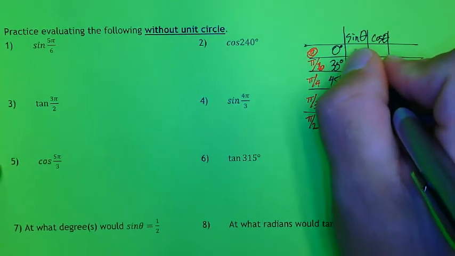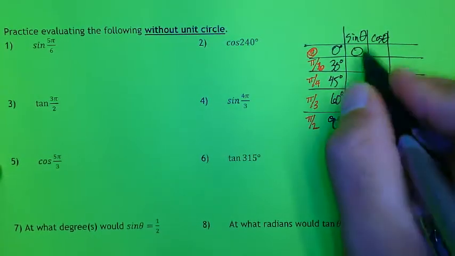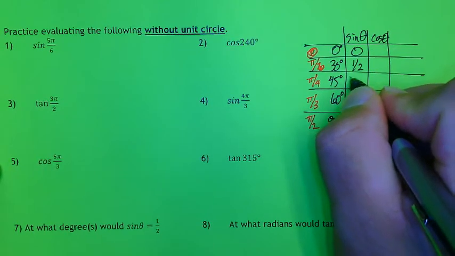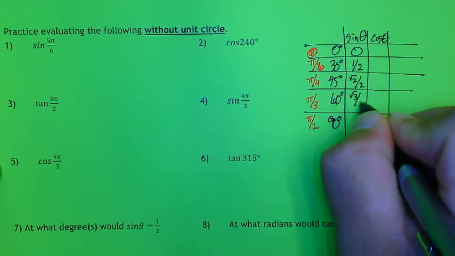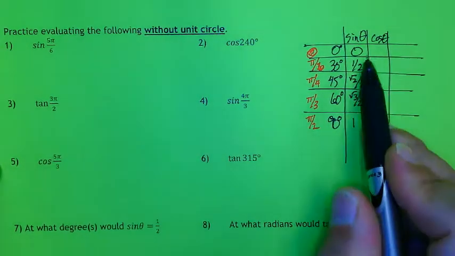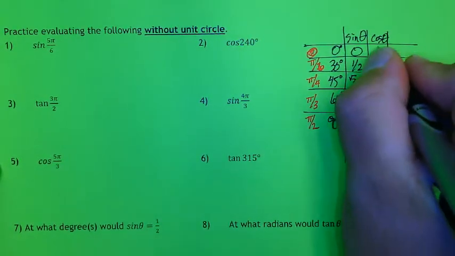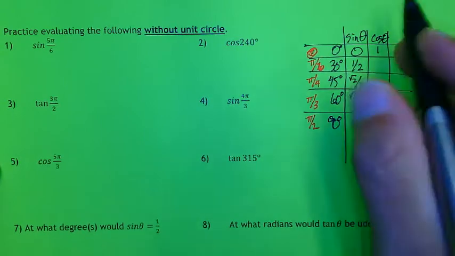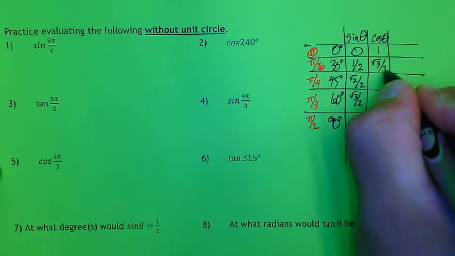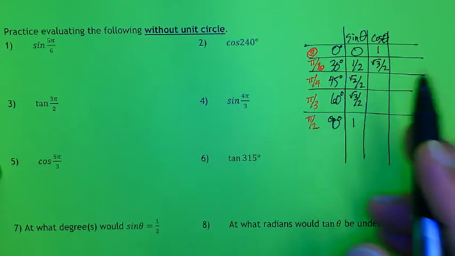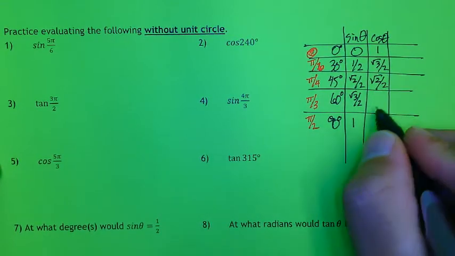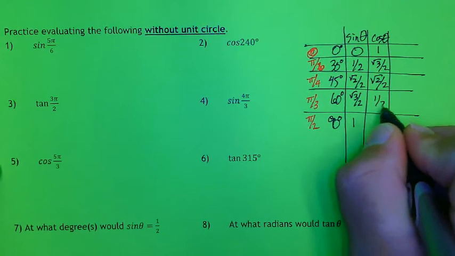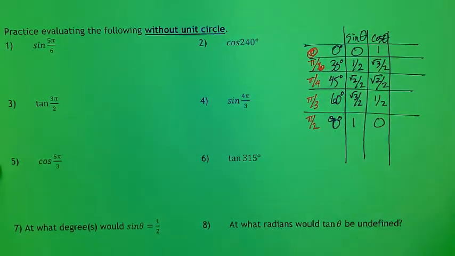Sine at 0 is 0, and it's as easy as 1, 2, 3. What is the pair with 0? The pair with 0 is 1. What's the pair with 1/2? The pair with 1/2 is root 3 over 2. The pair with root 2 over 2 stays the same. The pair with root 3 over 2 is 1/2, and the pair with 1 is 0.